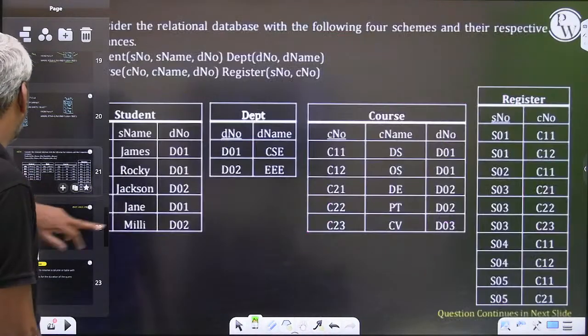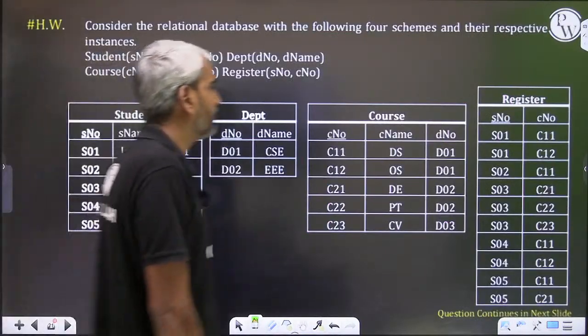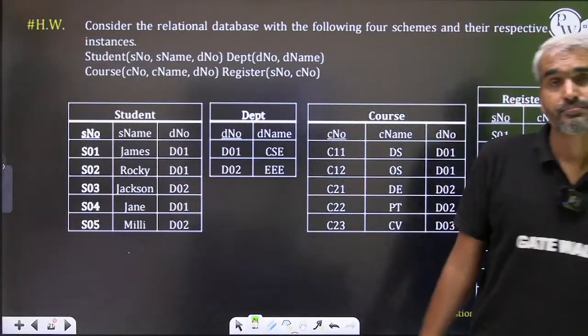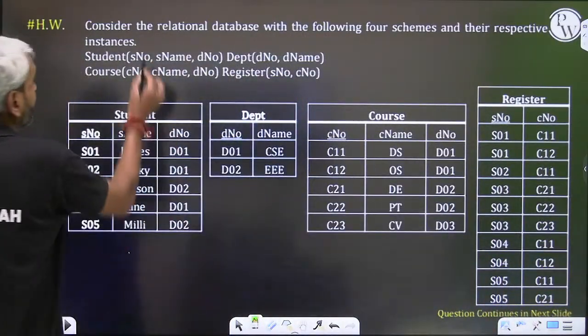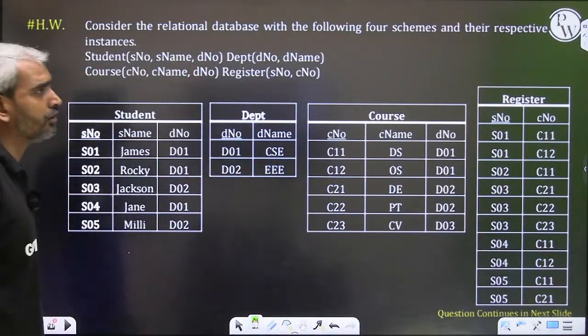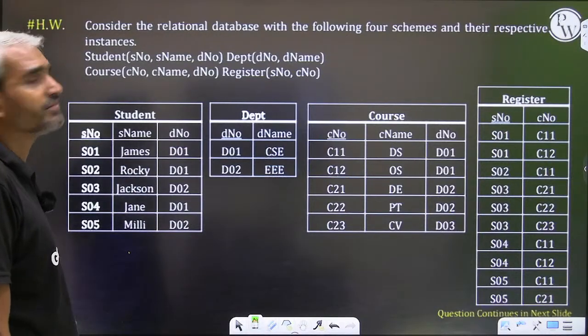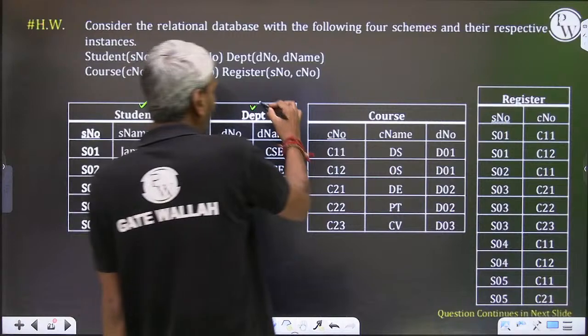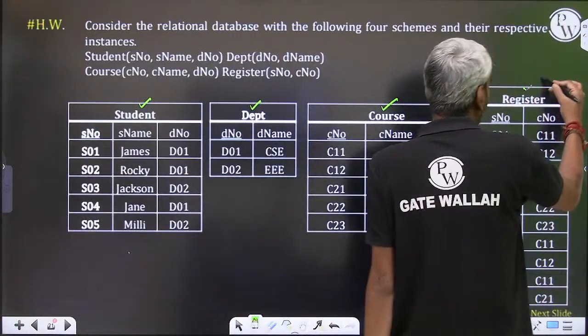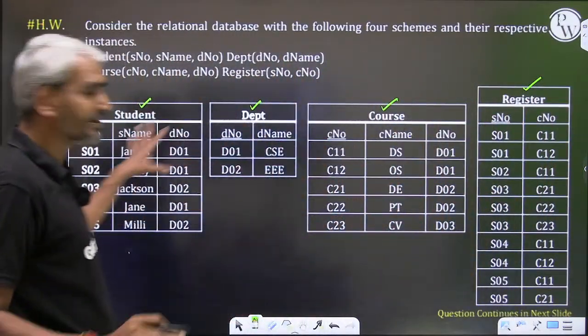This is the second homework question that I gave you in the last class. Come on, let's look at this. Consider the relational database with the following four schemes and their respective instances. So we have four tables. One is student, another is department, another is course, one is register. Four tables with the corresponding instances.